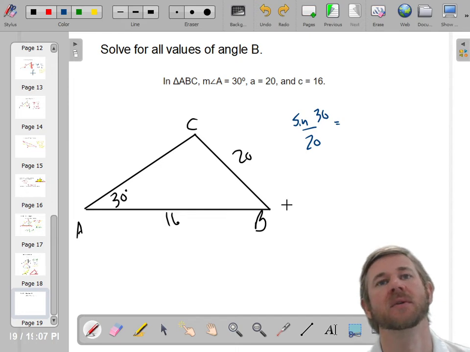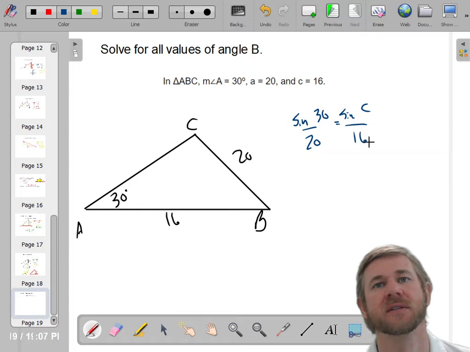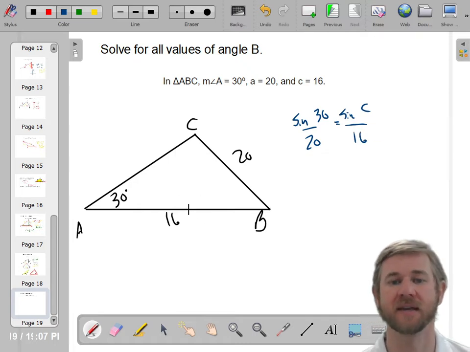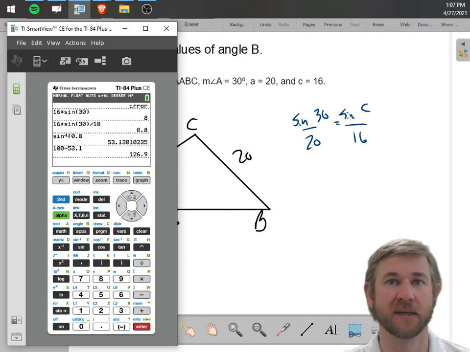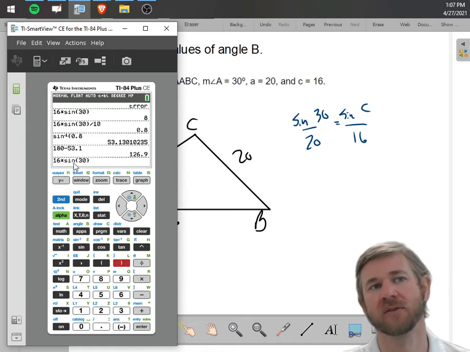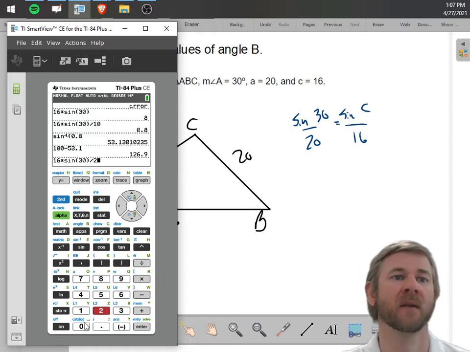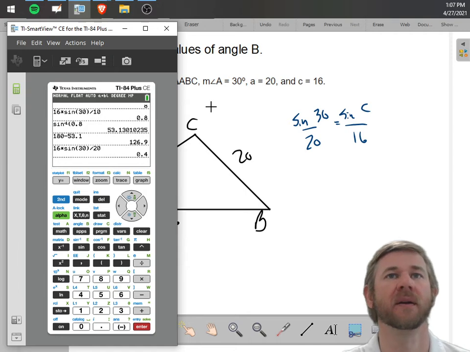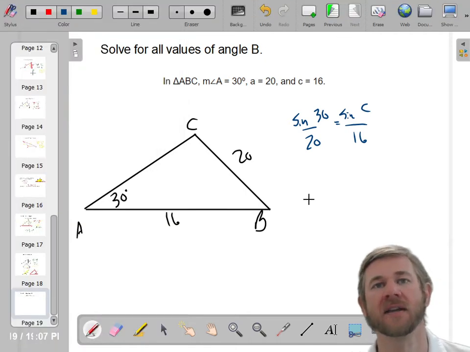We'll do sine of C over 16. And now I will find the sine of C by multiplying both sides by 16. So 16 times the sine of 30. Remember, sine of 30 is 1/2. Half of 16 is 8. So 8 divided by 20 is 0.4. There you go, 0.4. So the sine of C is 0.4.